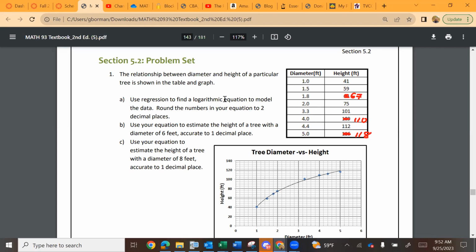Okay, it says use regression to find a logarithmic equation to model the data. The relationship between the diameter and height of a particular tree is shown in the table and graph. I think we had similar data back in chapter 1. I know we did tree stuff in chapter 1. So we're supposed to use regression, which means we're going to the calculator. We're doing the L1 and L2 and all that, and we're doing logarithmic, not linear, quadratic, power, exponential.